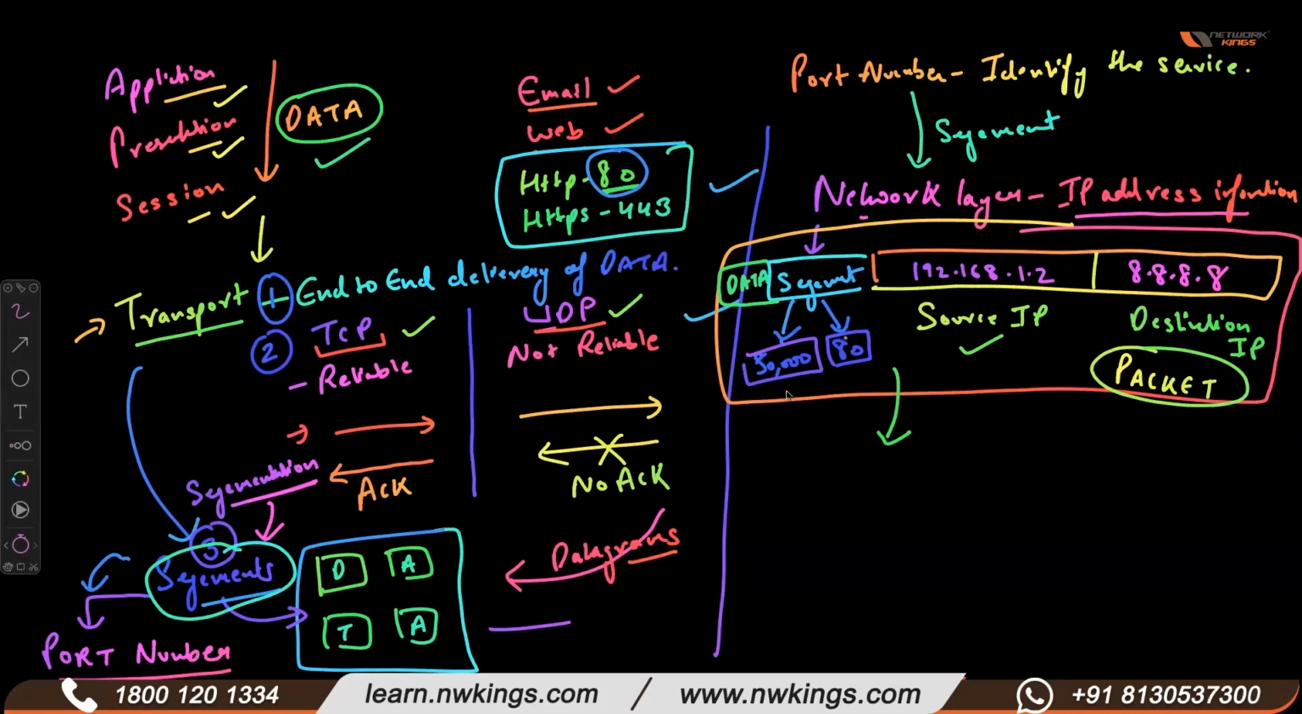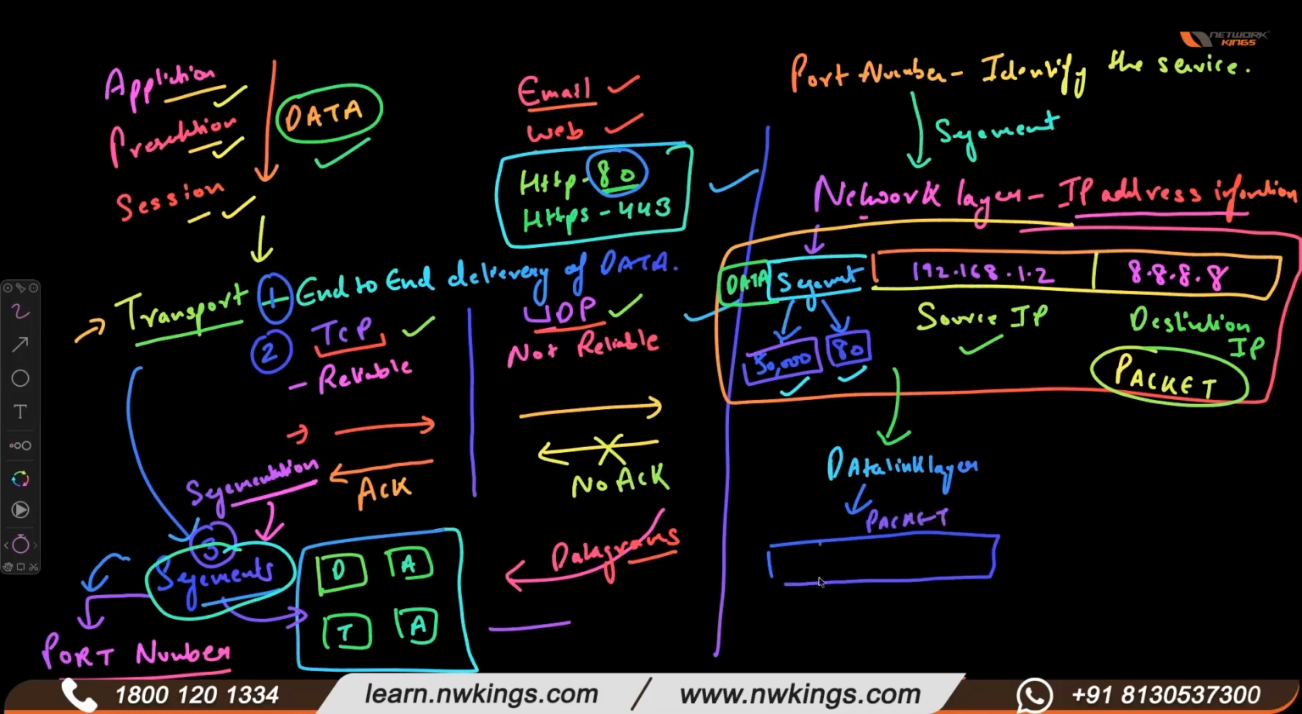So this segment is basically port number plus data, and now data with the port number with IP address, everything is called a packet. Now this layer, which is the data link layer, adds another piece of information. Do you remember what we are getting here? We are getting a packet from the upper layer. So this is what we got, a packet.